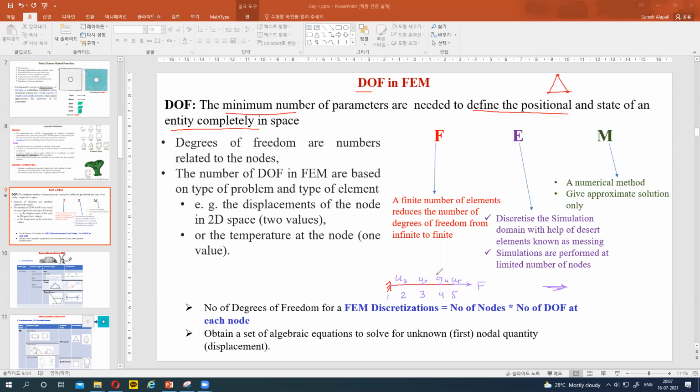So how many degrees of freedom does it have? Now we have 5 degrees of freedom. We have to find U2, U3, U4, U5. If you consider a single element, it consists of 2 degrees of freedom, so it's Ui and Uj.